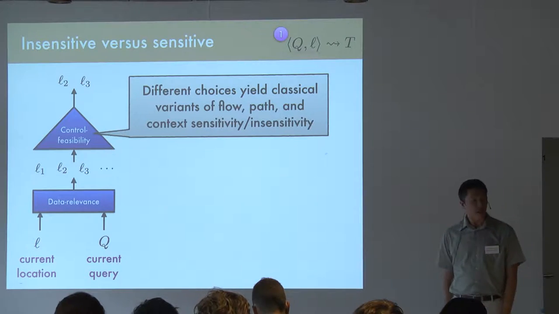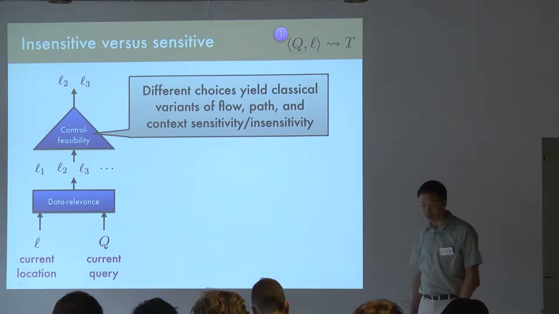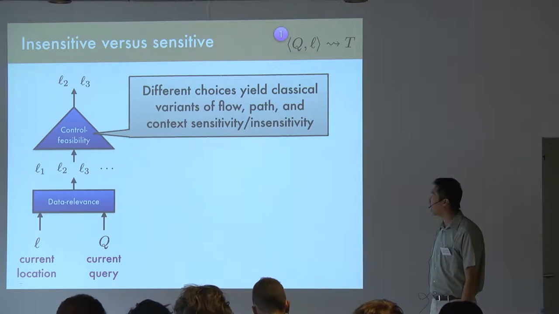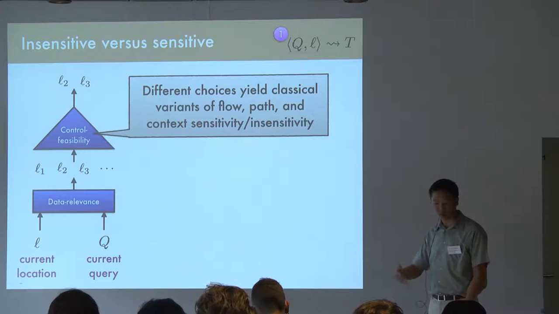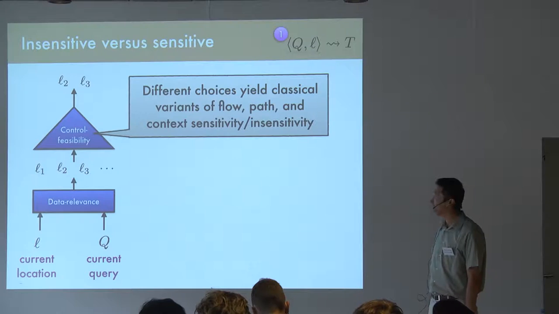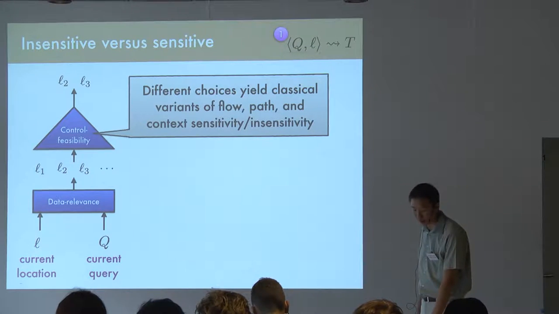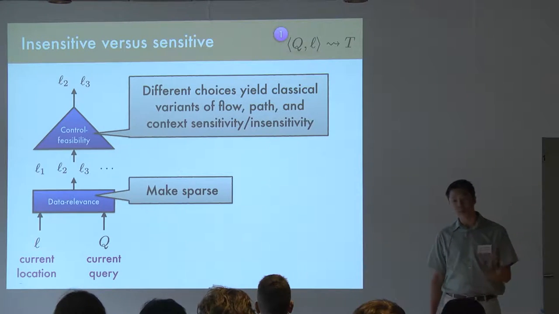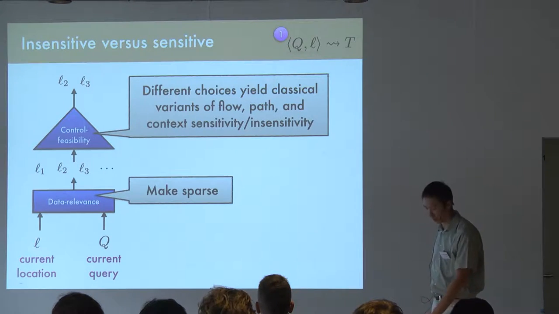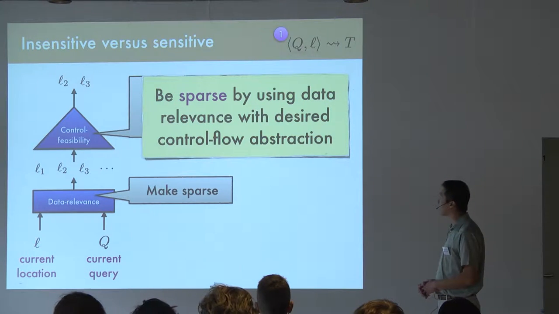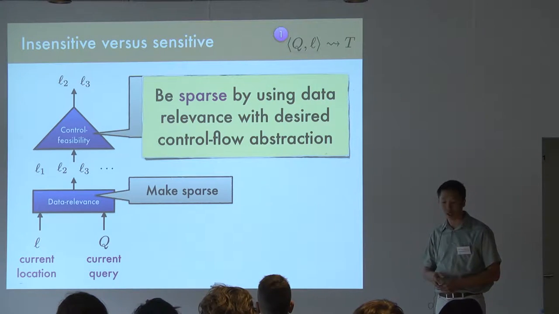One thing that we do discuss, and I'll just state it, is that you can make various different choices for this control feasibility component, and you'll yield the classical variants of flow, path, and context sensitivity. And it's this data relevance part that makes the analysis sparse. So we're able to be sparse and efficient by using data relevance with whatever desired control flow abstraction you care about.